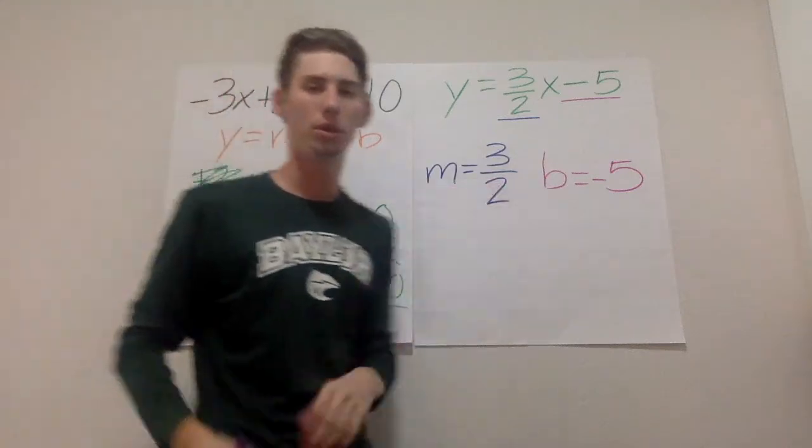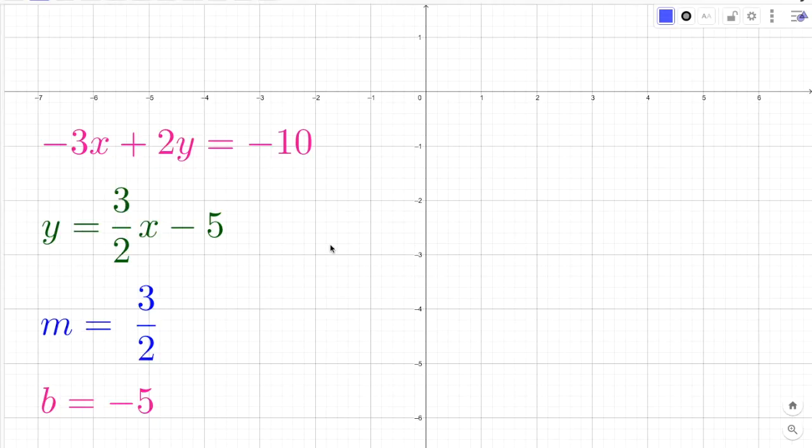And now that we've got both, we can graph it. We've already figured out that this right here, negative 3x plus 2y equals negative 10, when you solve it to make it look like this, y equals 3/2 x minus 5, gives us a slope of 3/2 and a y-intercept of negative 5. So, like I said, always start with the y-intercept. That's going to be the easiest thing to find right off the bat. So, our y-intercept is negative 5. I'm going to come down here to negative 5 on the y-axis, plot that point.